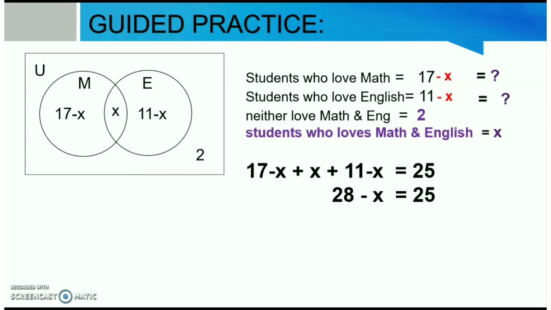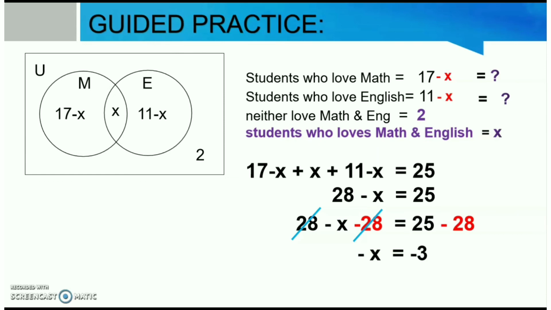Okay, ngayon, paano natin i-isolate yung variable x? Para ma-isolate natin yung variable x, isusubtract natin both sides sa 28. Okay, so 28 minus x minus 28 is equal to 25 minus 28. Okay, so magiging 28 minus 28 is equal to 0. So matitira is negative x is equal to 25 minus 28 is negative 3.